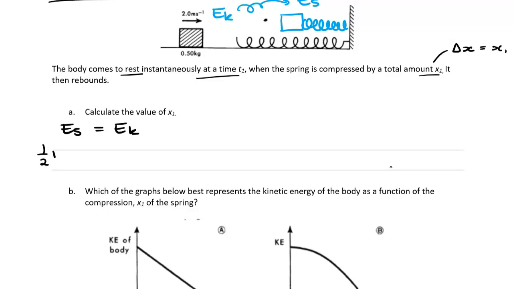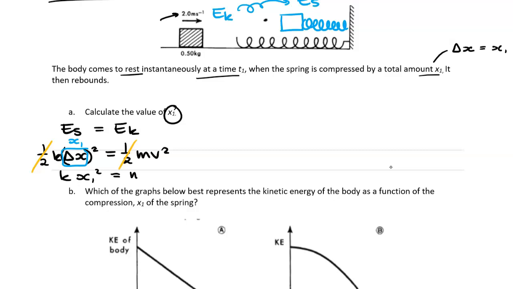So that means a half K delta X all squared has got to equal a half m v squared. And we're talking about this value of v here. Okay, you know how I feel about having halves everywhere. Let's get rid of those. And let's rearrange this one for delta x. Let's replace delta x, though, with x1. So I'll put that in the next line. K x1 squared equals m v squared. We've got to use what they've provided in the question.